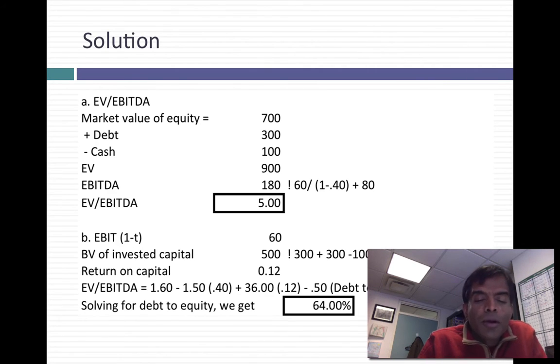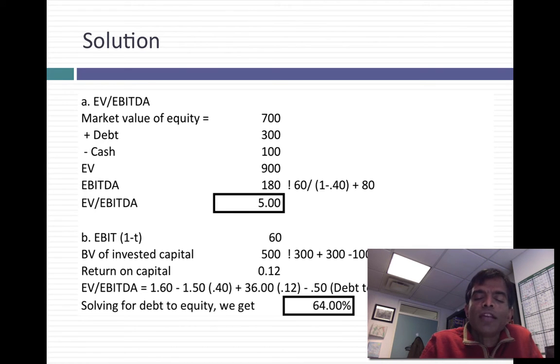Now, the second part of the problem, though, to use the regression, you first need a return on invested capital. I know I've been a little sloppy about how I've defined this back and forth in the book. The best way to do return on invested capital, unless you're told to do otherwise, is to add the book value of equity plus book value of debt minus cash, which is 500 million. You divide the after-tax operating income by that book value, you come up with a 12% return on capital. So I plug that in. I plug in the tax rate, and I don't know the debt to equity, so I leave it as unknown.